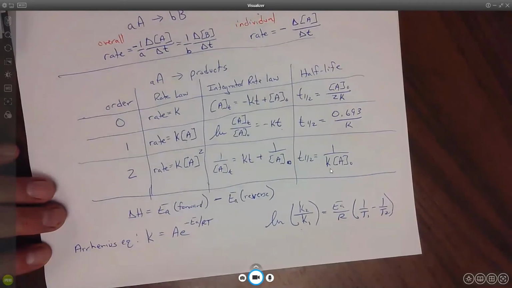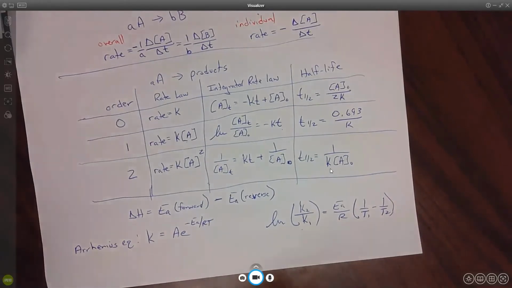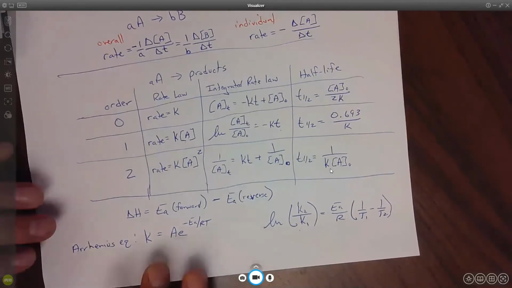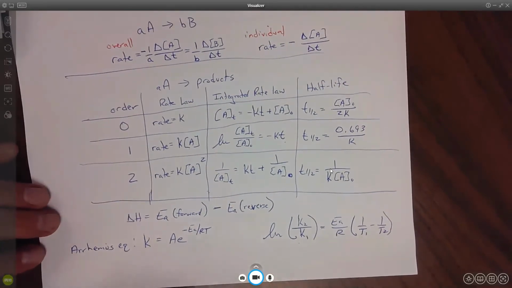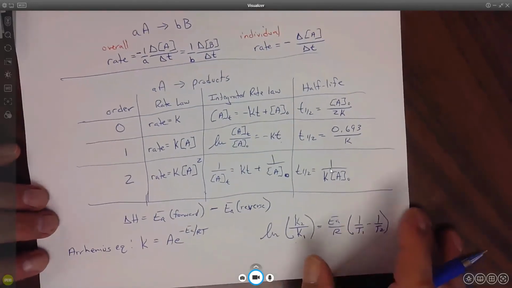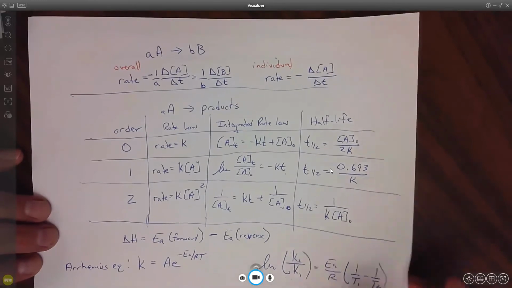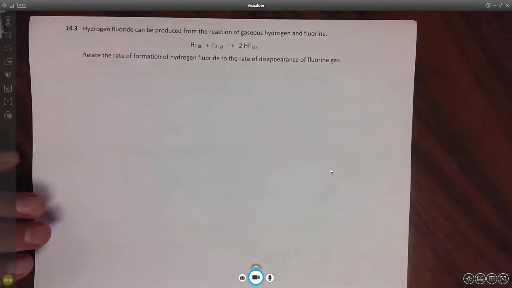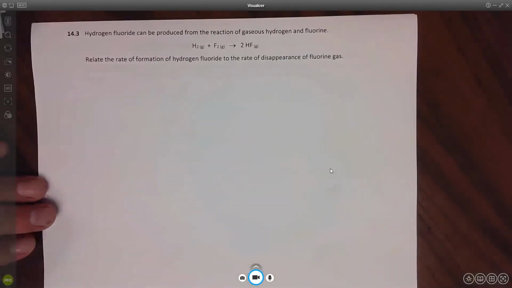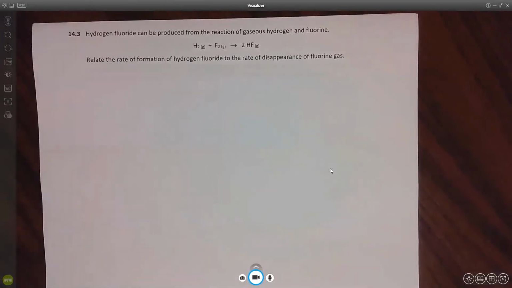And then finally, we're going to need to learn how to use elementary reactions to determine rate laws as well. Again, there's no real equations to go with that. That, again, is just a process that we're going to have to go through. Okay, so that is all of the equations that we're going to need for this chapter. So let's start trying some of the actual problems themselves.